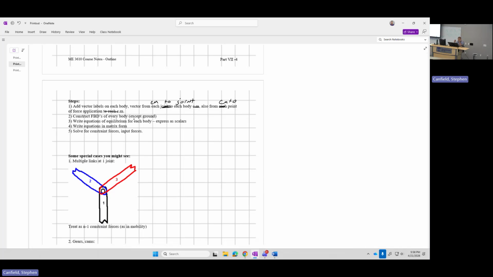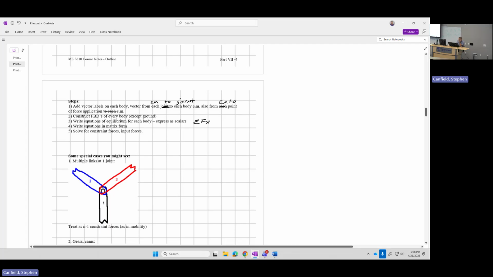You don't know all the forces on ground. You write your equations of equilibrium, express the scalars. And remember, they are the sum of forces in the x equals m a_x, sum of forces in the y equals m a_y, and sum of moments (I was using torques above, now I'm saying moments) about the center of mass equals I center of mass, which I will sometimes call I_G, times alpha.